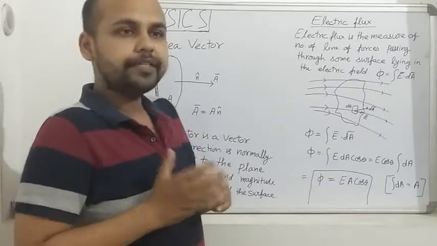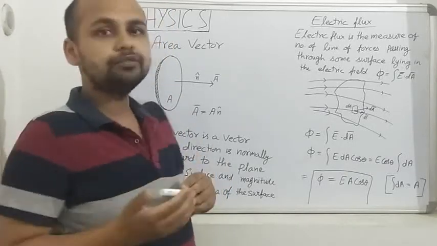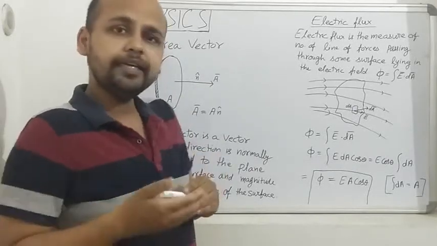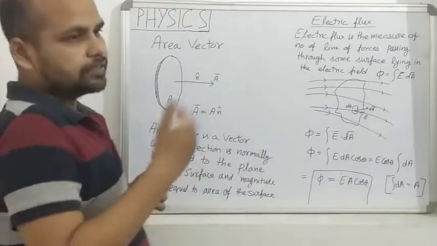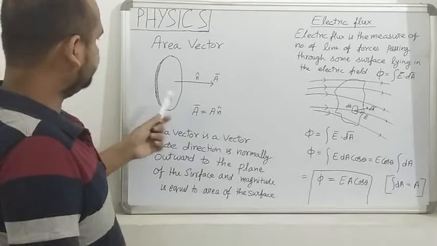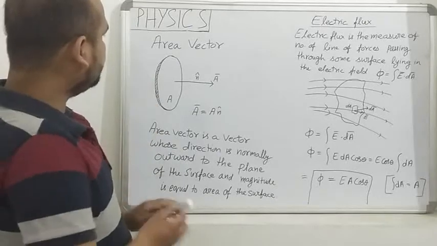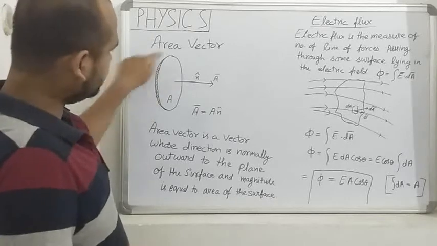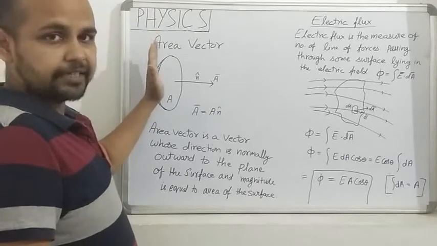Area vector is a vector quantity whose direction is always normally outward to the plane of a surface and magnitude is equal to the area of that surface. What does this mean? Let us consider a surface. So this is a plane surface. If we are talking about the plane of this surface, then we may say that the plane of the surface is like this. The surface which we have taken, this oval surface, the plane of this oval surface is like this.